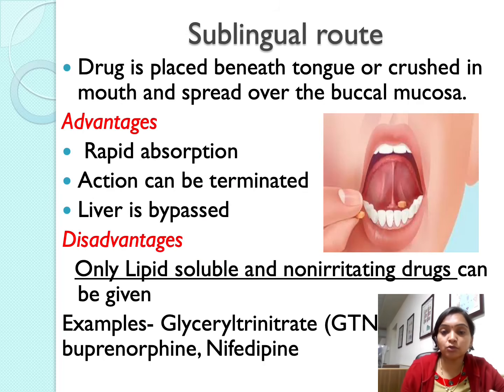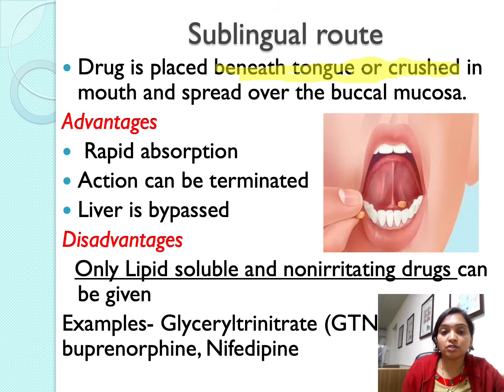Very important, most commonly asked for 3 markers and also in MCQs. Here the drug is placed just below the tongue like this, because this has high vascular supply. So here the drug is just placed beneath the tongue, or the tablet can also be crushed and just kept beneath the tongue for systemic absorption.